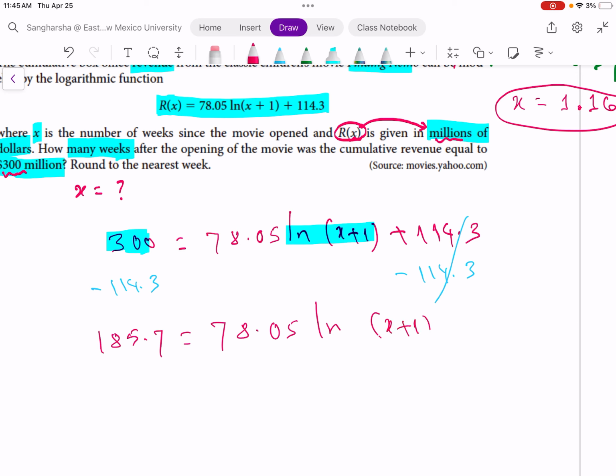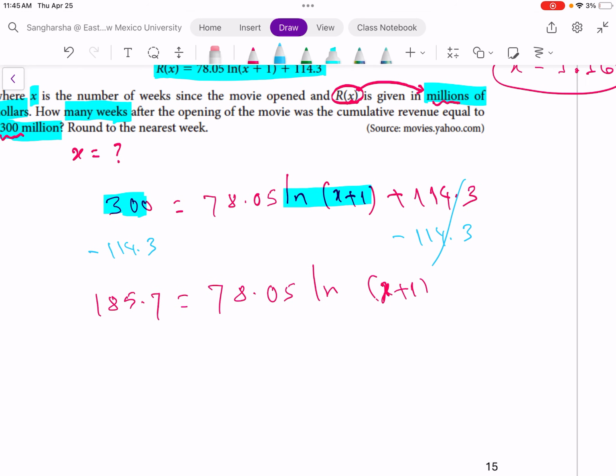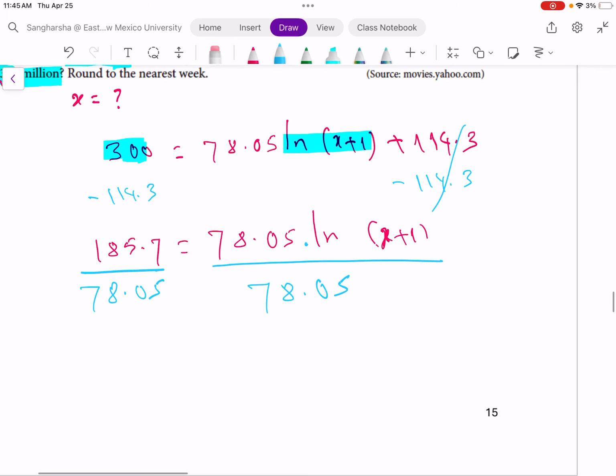Now this log has 78.05, so let's get rid of this. How do we get rid of it? Divide, right? Because we have a product here. So divide both sides by 78.05. So 185.7 divided by 78.05 is 2.379. So 2.379 equals 1 ln of x plus 1.